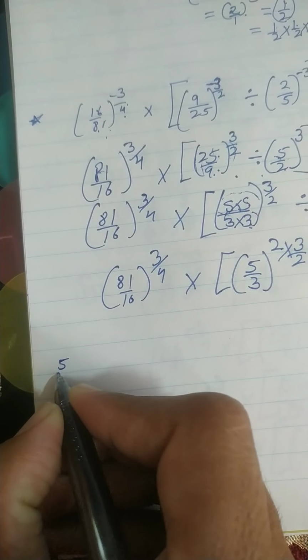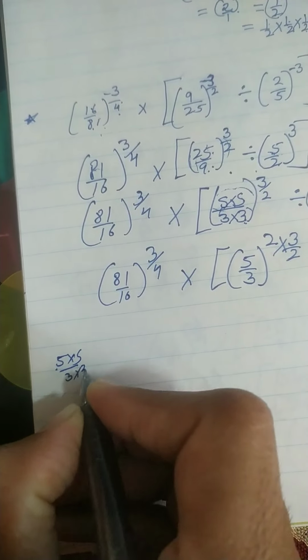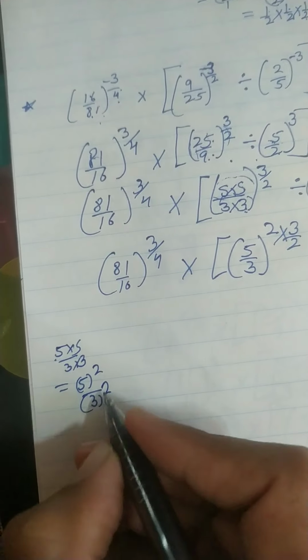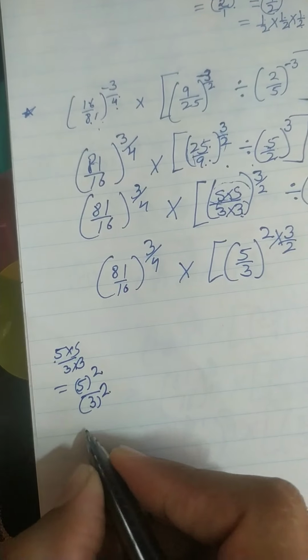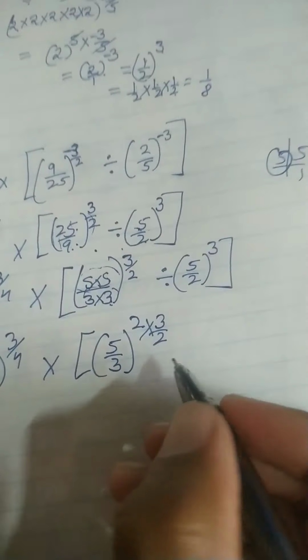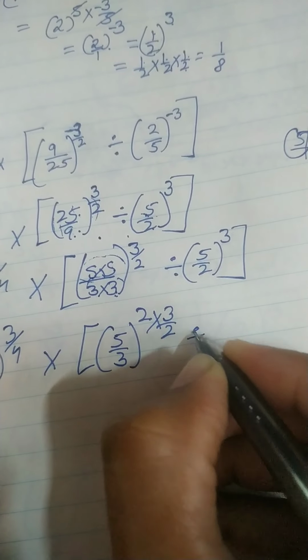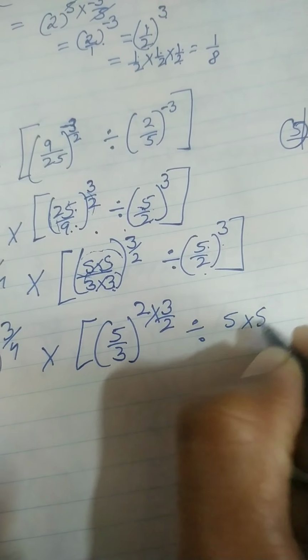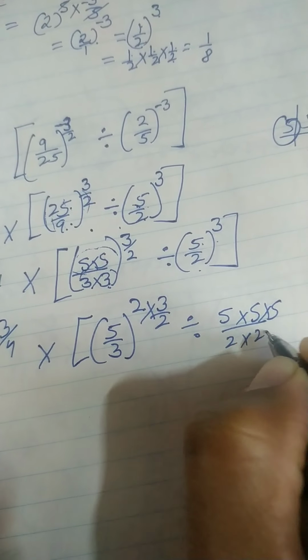It was 5 into 5, 3 into 3. You can say 5 raised to power 2, 3 raised to power 2. According to the law of exponents, if the same power is there, you can take the power common. So here we will write 5 over 2, how many times? 3 times. 5, 5, 5, 2, 2, 2.